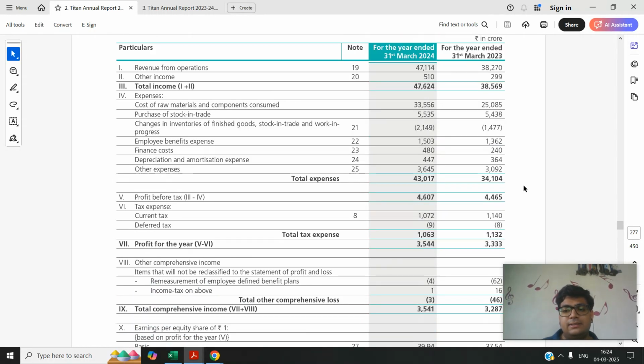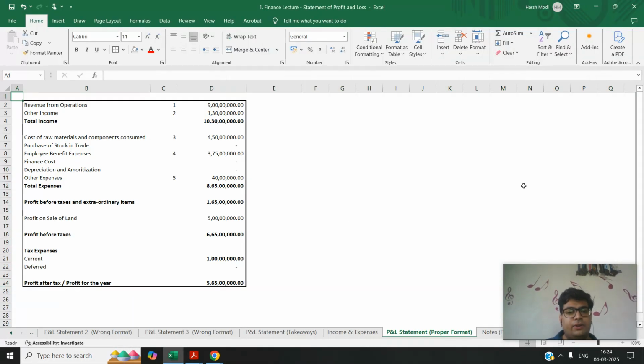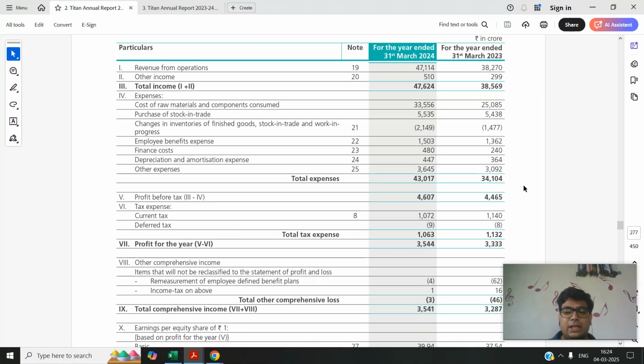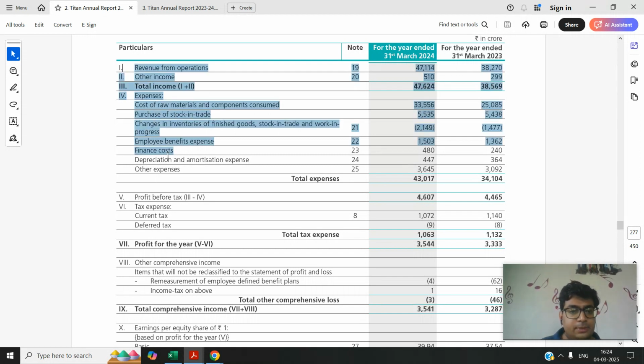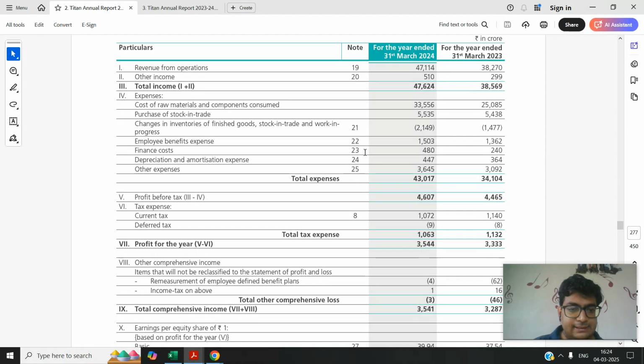But I hope you guys now get a broad idea of how a statement of profit and loss looks like, and I also hope that now you would understand 80 to 85% of any statement of profit and loss that you pick up. They will always be in the same standard format, and for additional details you can look at notes. So yeah guys, this is what today's session is about.